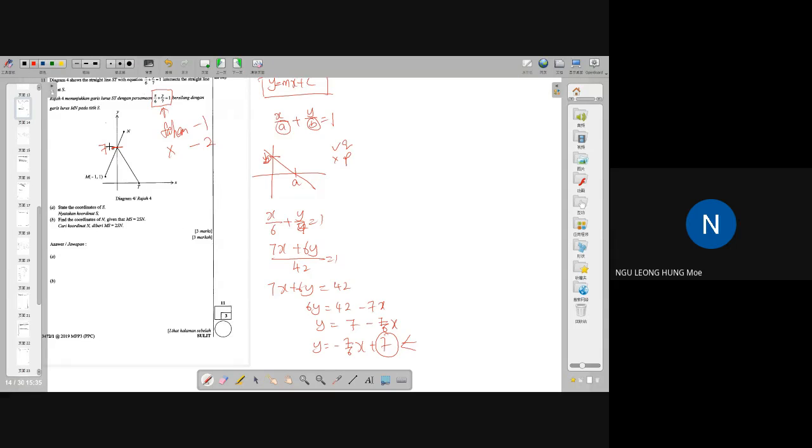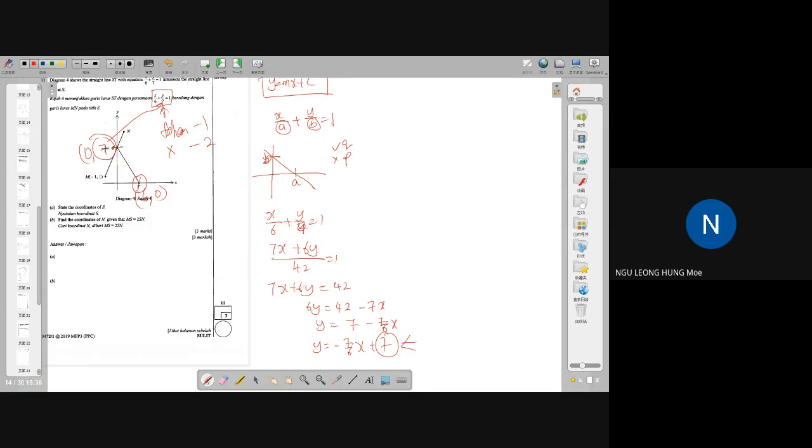Understand? In order to get the t coordinate, you substitute y equal to 0, then you will get the x for this one. So you see, this one is 7. Y over 7. So actually this is 7 and this one of course is 6. So coordinate of t is 6, 0, and coordinate of x is 0, 7.